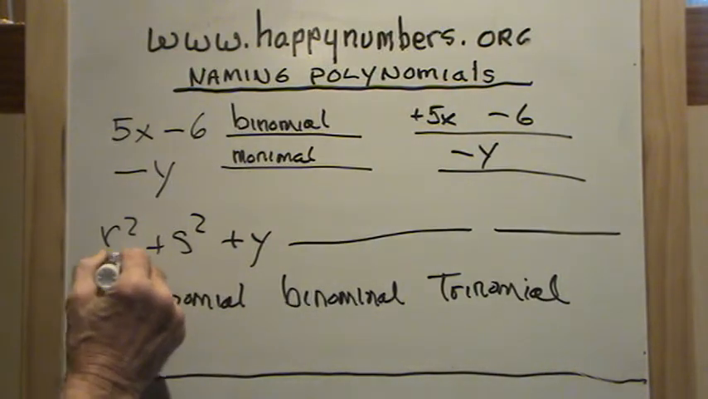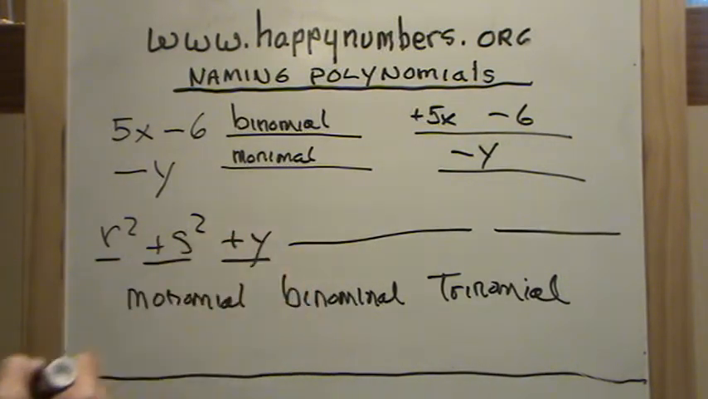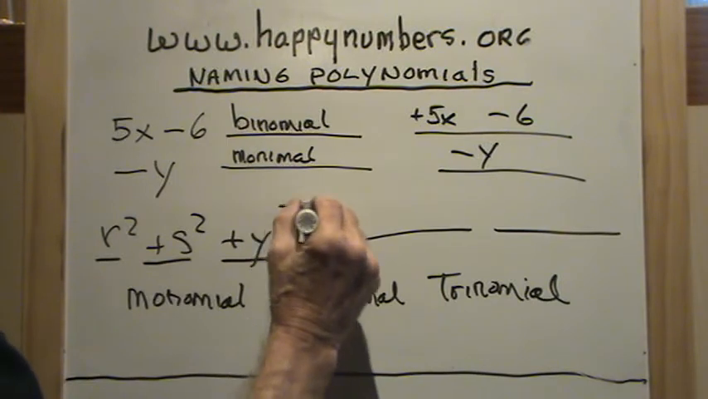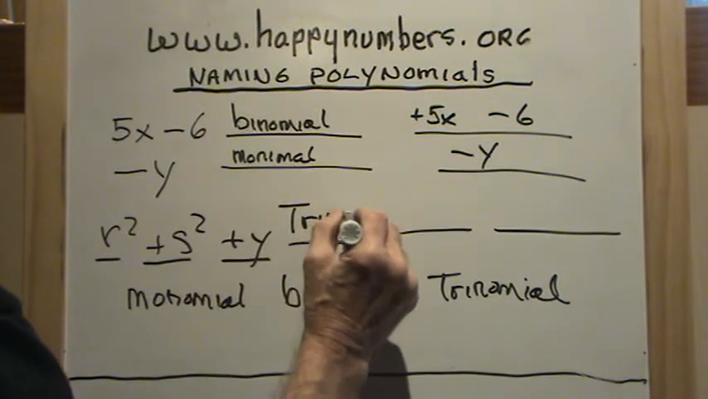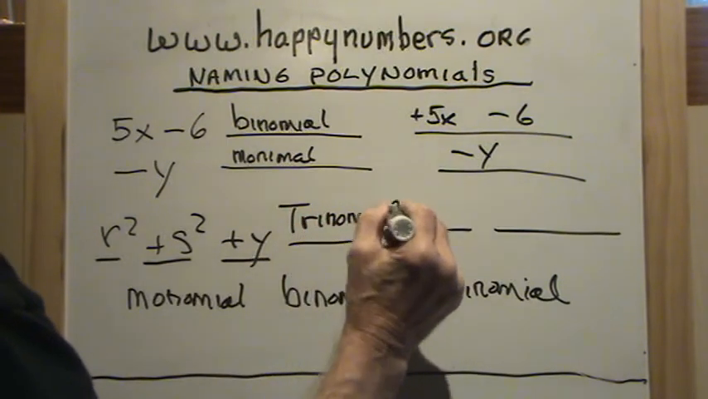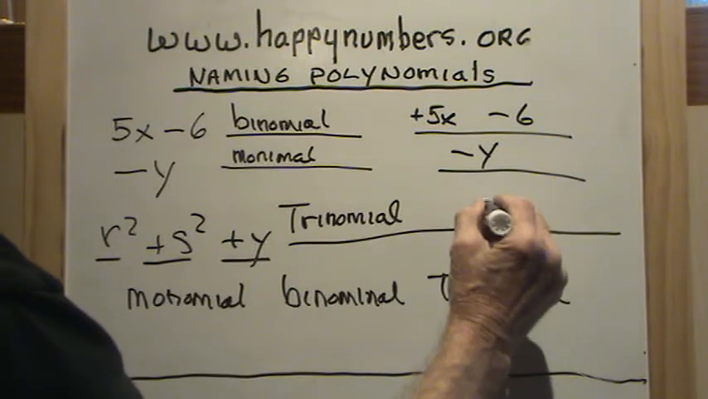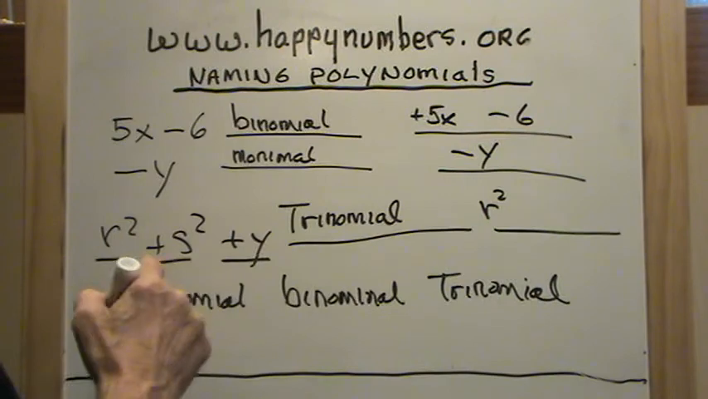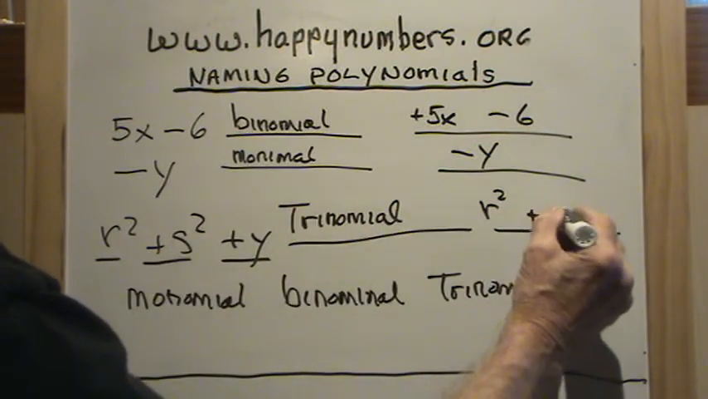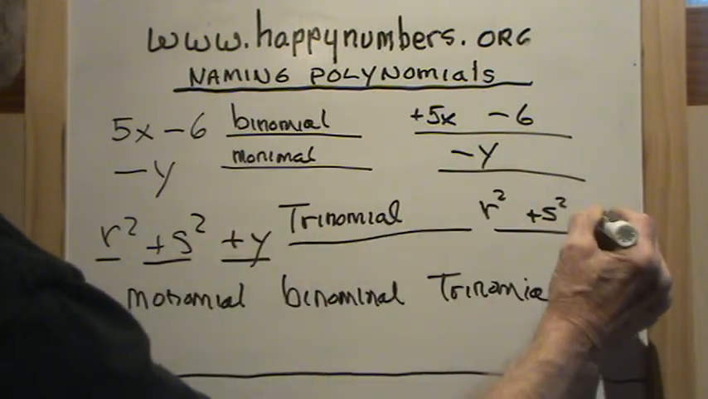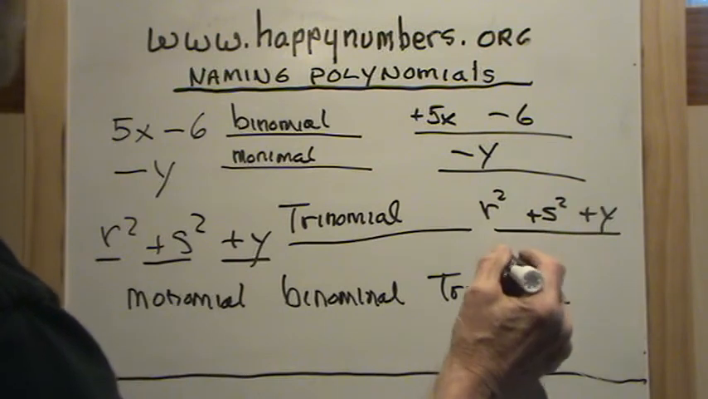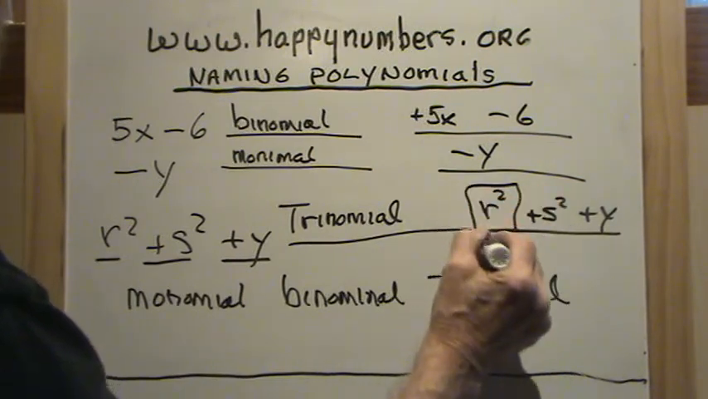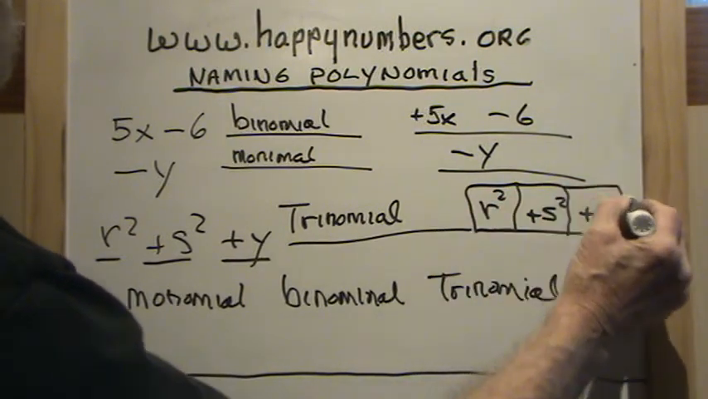Well, here I have 1, 2, 3 terms, so this is a trinomial. And the terms are positive r squared, you don't have to write the positive, and this is positive s squared and positive y. So those are the 3 terms. Positive r squared, positive s squared, and positive y.